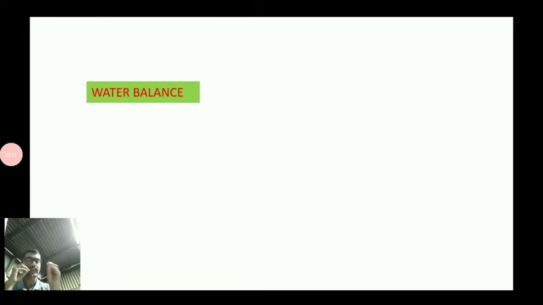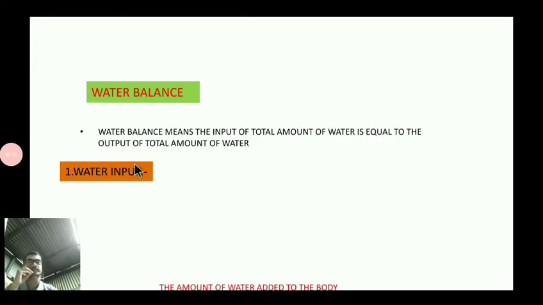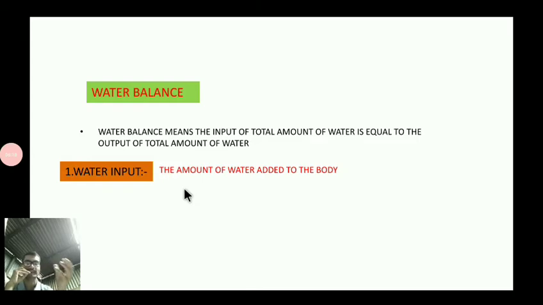But if your body loses some water, then this is known as the negative water balance. Now, water balance depends on water input and water output. So, what is the water input? Water input is the amount of water added to the body. That means the amount of water added to the body fluid is called the water input. It is normally by way of food, by drinks, and some water formed during metabolism, and intravenous injection given to patients.